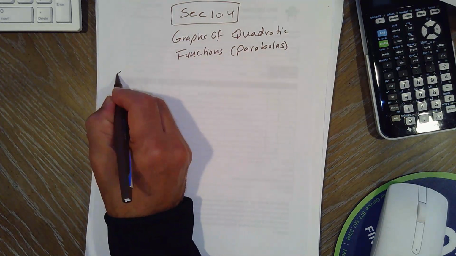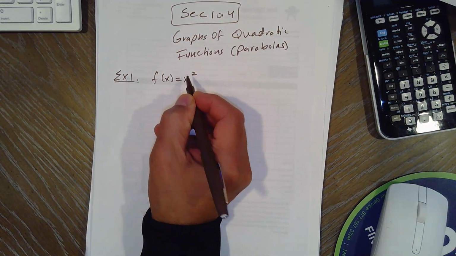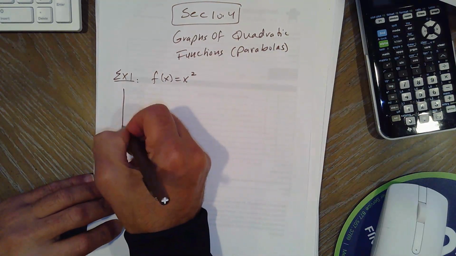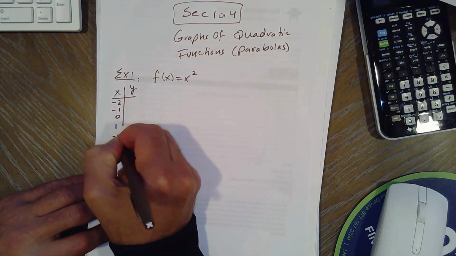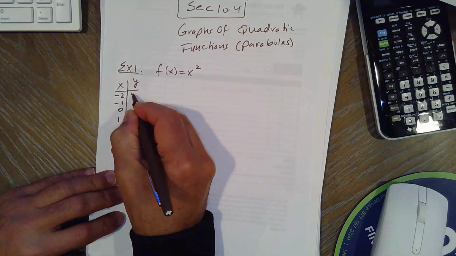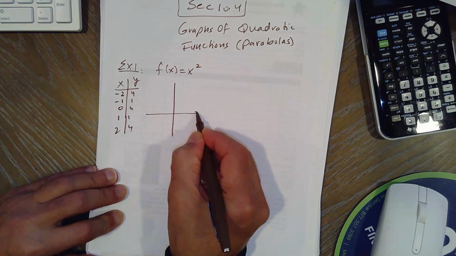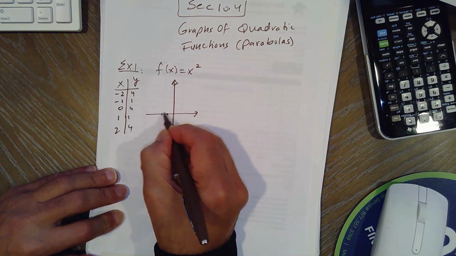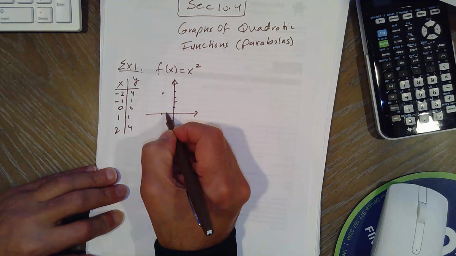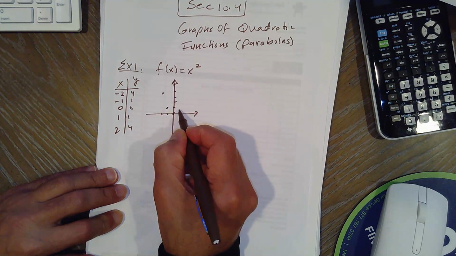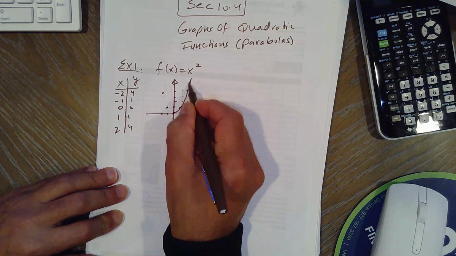If you recall, graphing f of x equals x squared. This is one of the basic graphs that we talked about. So if you plug these values in, you get 4, 1, 0, 1, 4, and you graph it. So -2, 4, -1, 1, 0, 0, 1, 1, 2, 4. So you get the U-shaped graph.